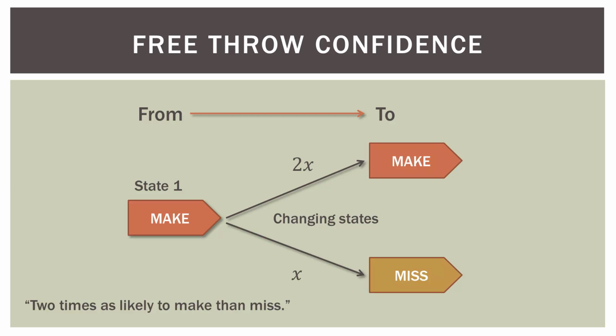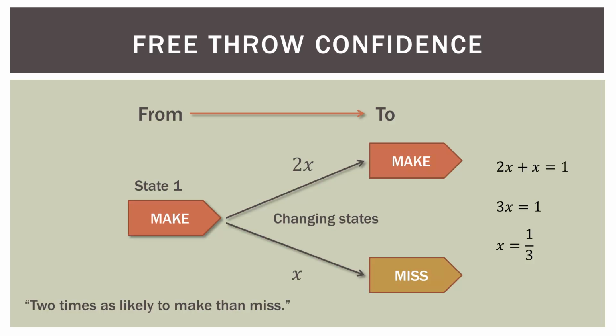So we write that this way: 2x and x. So 2 times as likely to make as to miss. Now remember, what do those have to add up to? They have to add up to 1. So we can set up a simple little algebra problem here. 2x plus x has to equal 1. So that's 3x equals 1. So x equals 1/3. Simple algebra problem.